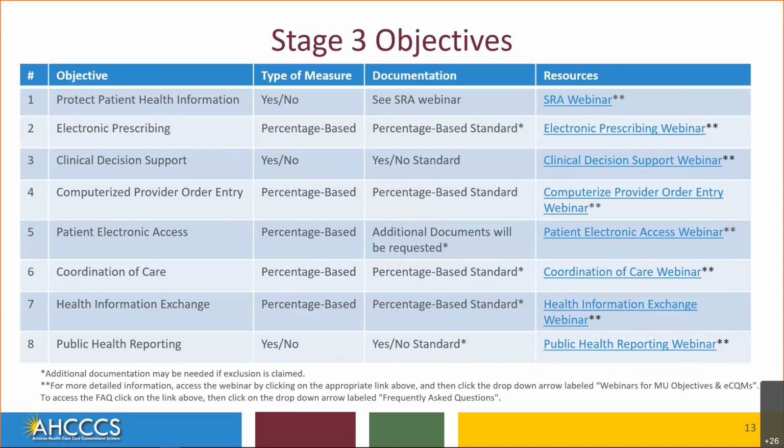And then as you go down through each objective, you'll see what type of documentation is required. So for clinical decision support, which is the third objective, we would require you to submit the yes/no standard documentation. There are times where if the provider claims the exclusion, then additional documentation may be needed.